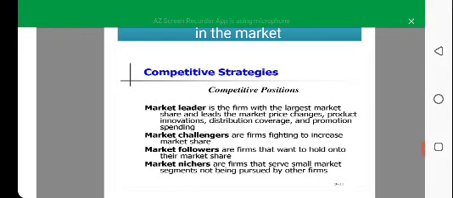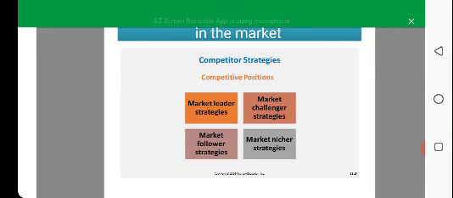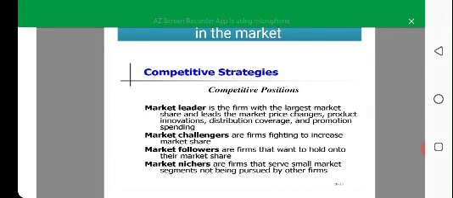Competitive strategy and position in the market. Competitive strategies are those strategies that determine who is what in the market. Are you a market leader, market challenger, market follower, or market nicher? So the first thing, from the last slide, is what strategies we have. We will discuss the market leader strategy first.